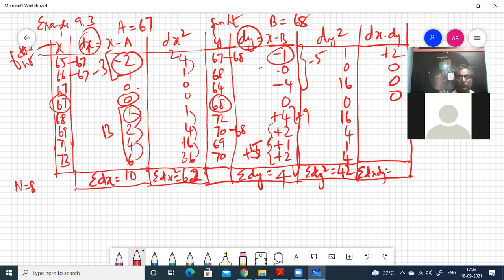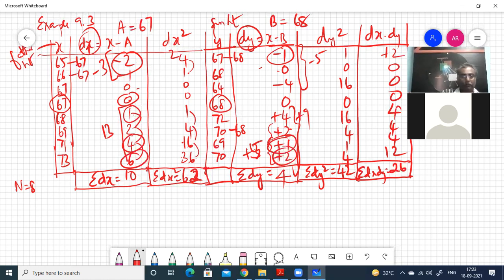1, 2, 3, 4 is done. What is the fifth one here? 1, 2, 3, 4, 5. 1 into 4 is 4. 2 into 2, again 4. Then 1 into 4, again 4. Then 2 into 6, that is 12. Now you add this up. 12 plus 4 plus 4, 20 plus 4, 24. 24 plus 2 is 26. Sigma dx dy is 26.